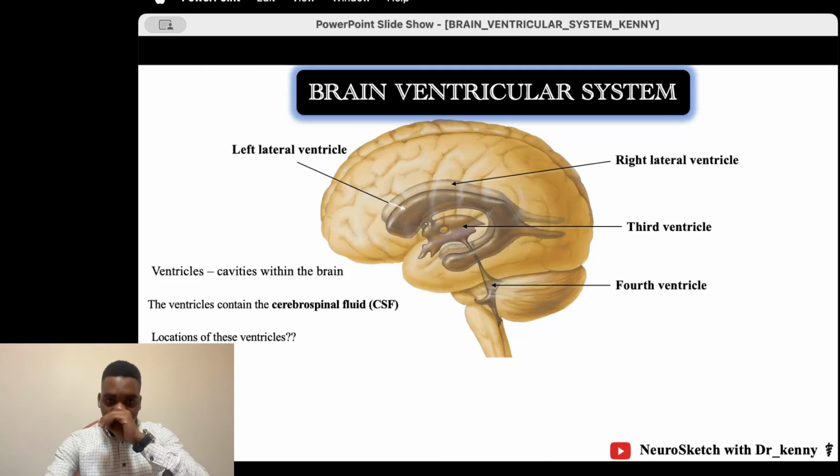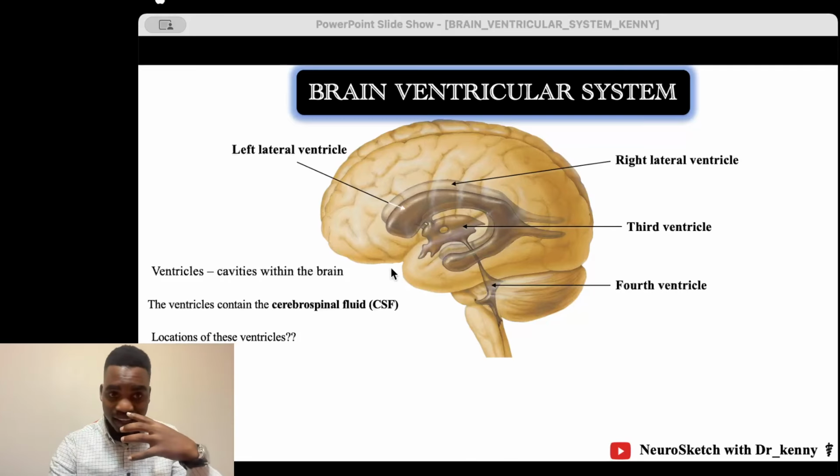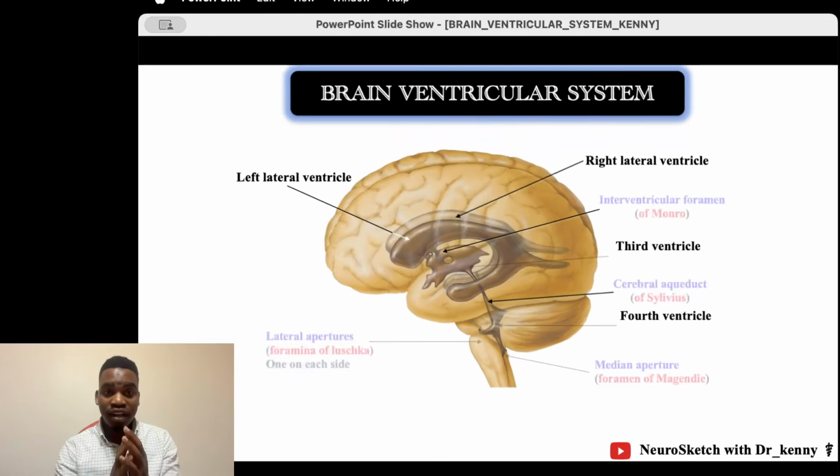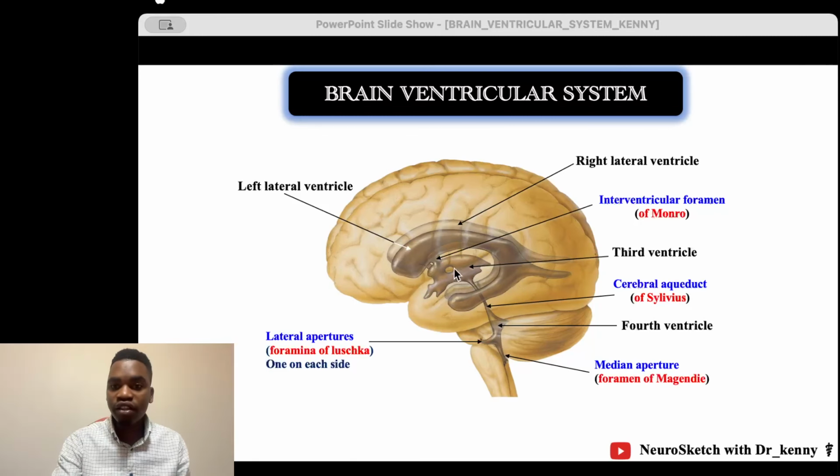Because we have said these ventricles are associated with production and circulation of the cerebrospinal fluid, it means these ventricles are connected to one another. So what are the connections? What are the gates between the ventricles? Let's uncover together. The left and right lateral ventricles will direct the cerebrospinal fluid to the third ventricle.